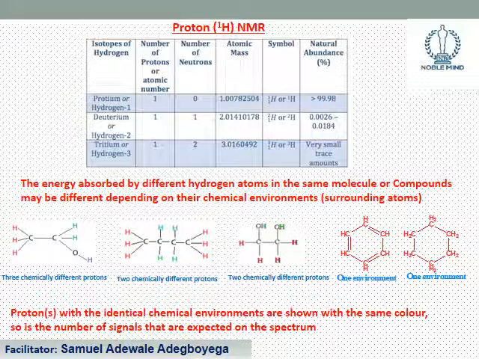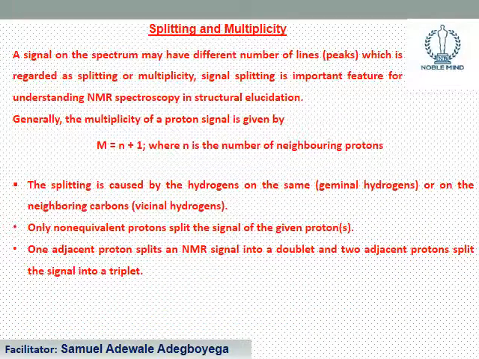Protons with identical environments, like I've been explaining, are shown with the same color. So, number of signals: as you could see, the number of environments that you have will represent the number of signals that are expected on the spectrum. Don't forget, the number of environments that you have represents the number of signals that you are expecting on the spectrum. Let's talk about something very important as well: splitting and multiplicity.